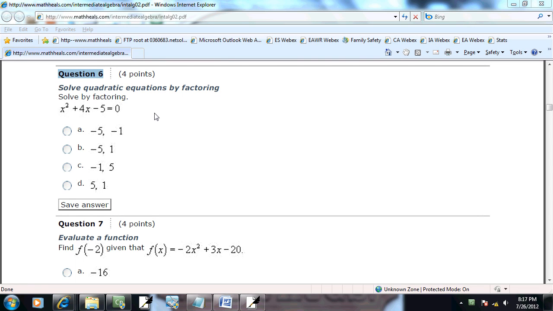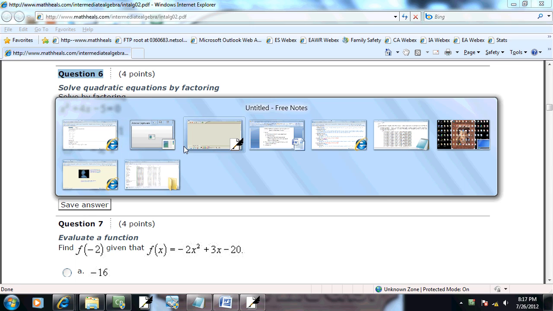Let's take a look at question number 6. It says solve the quadratic equation by factoring. So let's refresh our memory on the zero factor property.